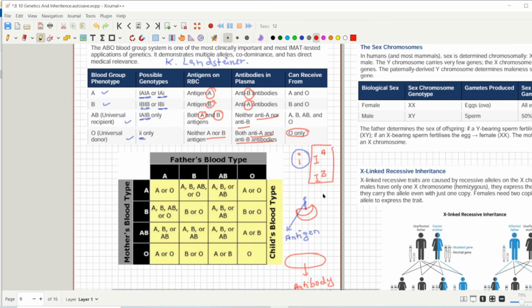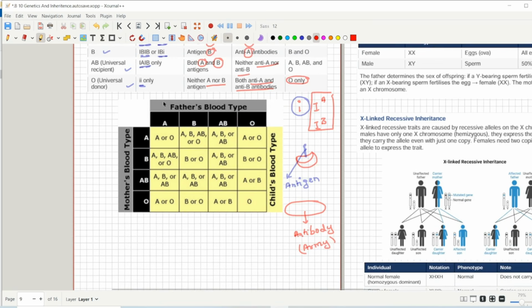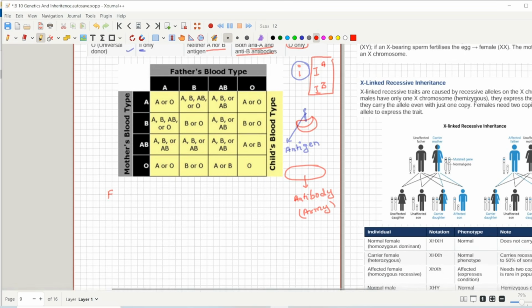Okay, so if there is a chart right in front of you, as you can see here, if there is a father that has blood group A and a mother that has blood group A, then they can have either blood group A or O. Why is that? Let me write it down in front of you. Father and mother. Father can have either capital IA IA or capital IA and small i, right? And mother can also have capital IA IA or capital IA and small i, right? So both of these conditions are possible.